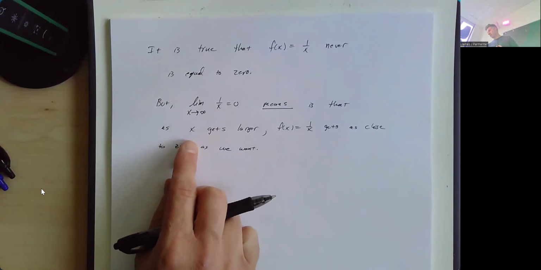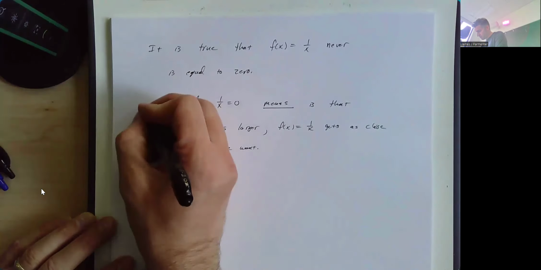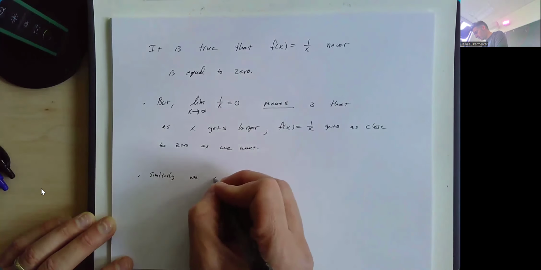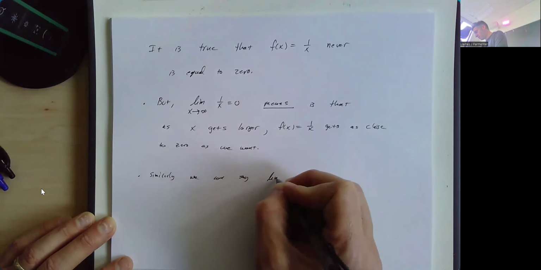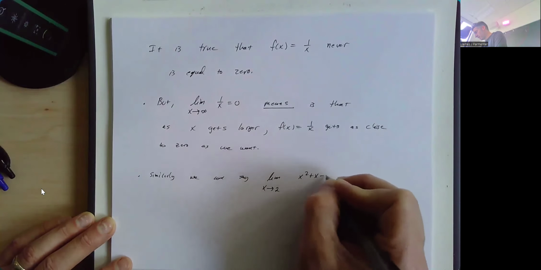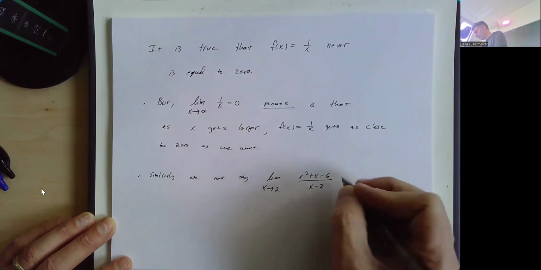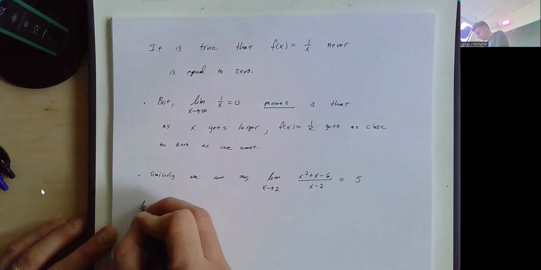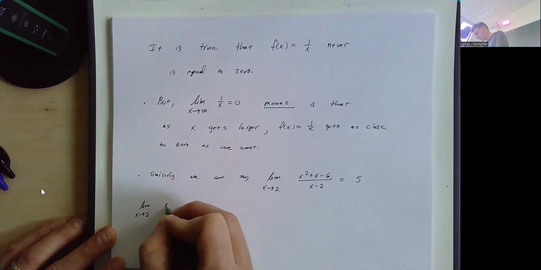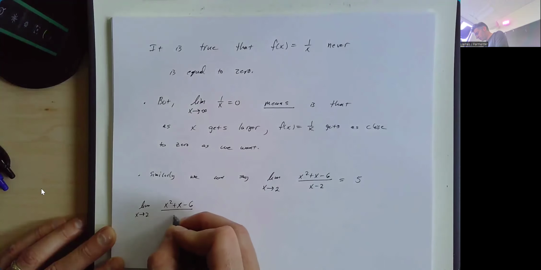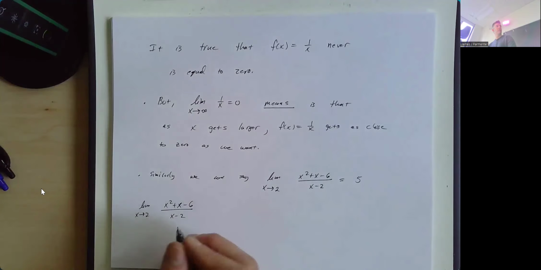I would also point out that in a similar way, we could say that the limit as x approaches 2 of x squared plus x minus 6 over x minus 2 is equal to 5. Let's show the work. Limit as x approaches 2. If I actually plug in 2, I get 4 plus 2 minus 6, which is 0, over 2 minus 2, which is 0. And we know 0 over 0 is a problem. So we'd factor.